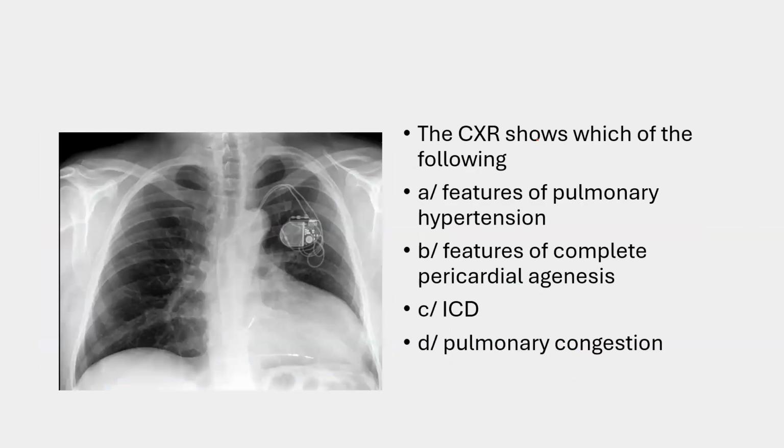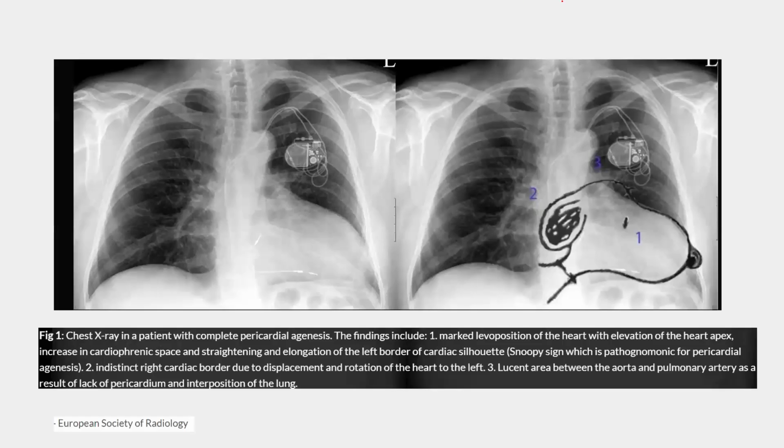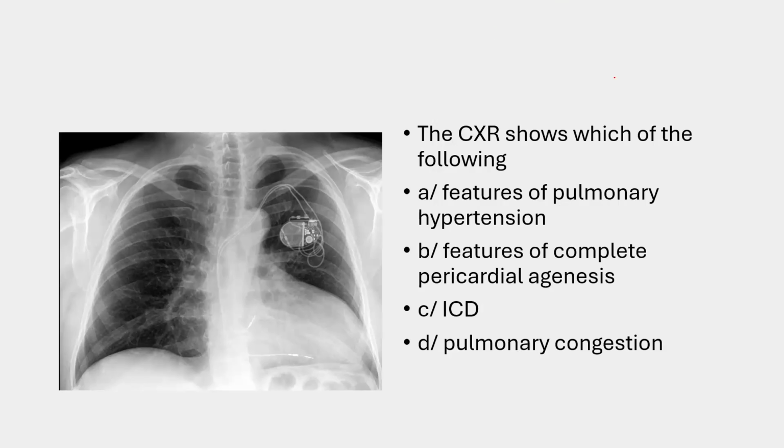Okay, last thing, this chest X-ray shows which of the following? Chest X-ray, this one. Features of pulmonary hypertension, features of complete pericardial agenesis, ICD, or pulmonary congestion. This is ICD. No, it is not ICD. This is a pacemaker, because there are no coils. There are no coils, guys. So this is an ICD type.